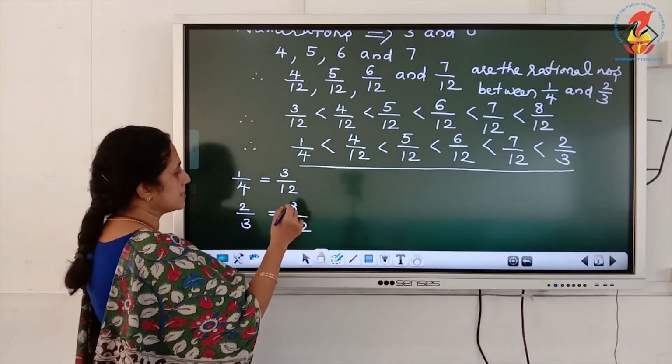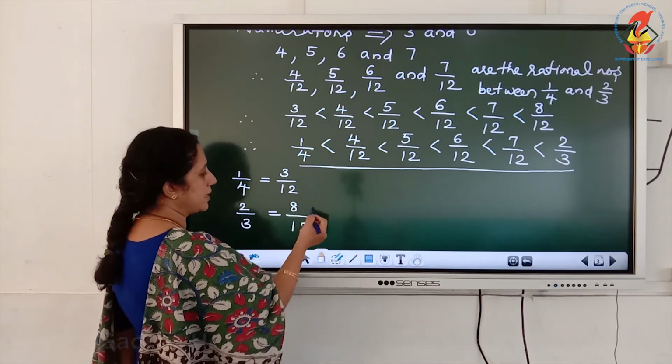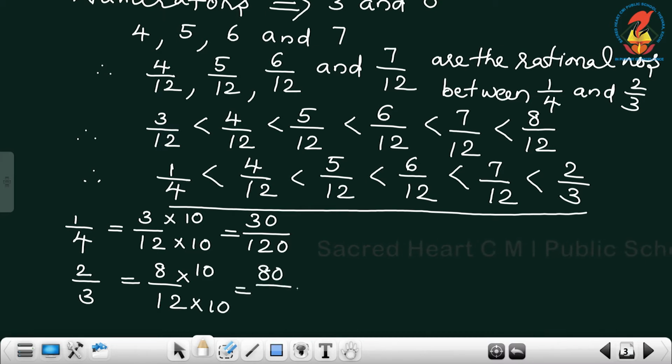So how will you make it a large number? We can multiply both numerator and denominator with a suitable number. For example, if I multiply both numerator and denominator by 10, then 3 into 10 is 30, and 12 into 10 is 120. Similarly, for the second rational number, 8 by 12, multiply by 10. So we get 80 by 120.